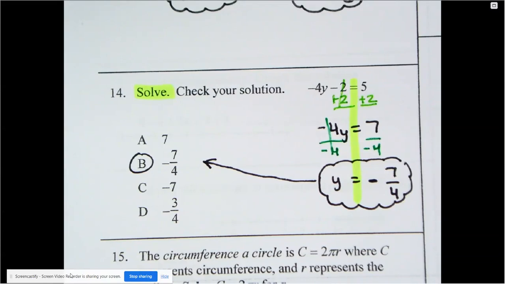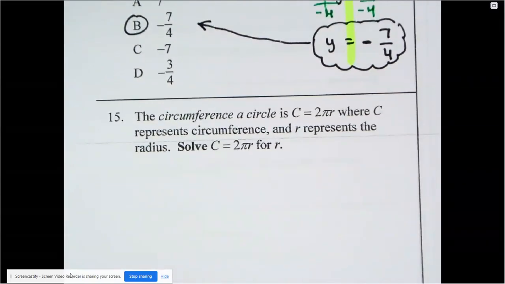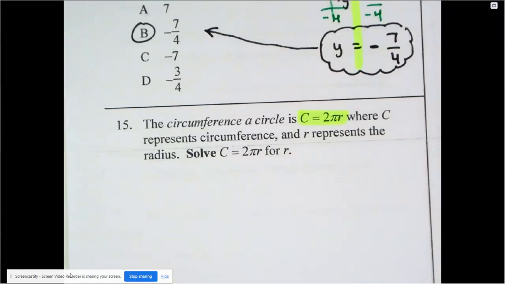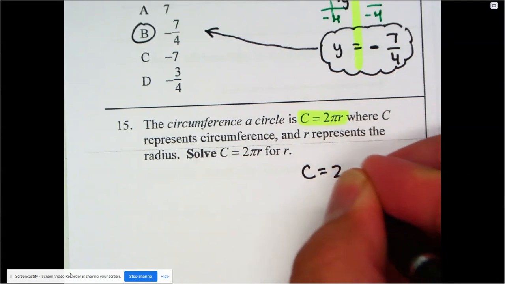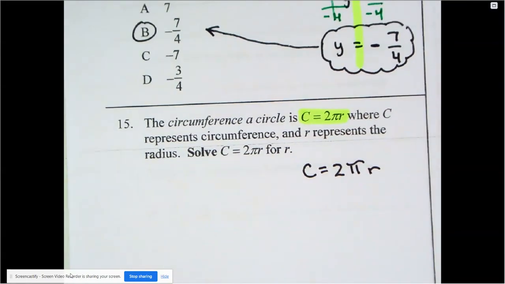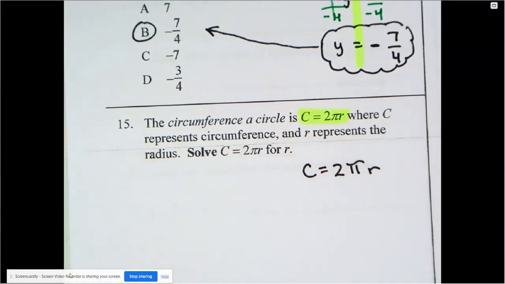Okay. Number 15 is yet another throwback. So here comes another throwback question for us. They said the circumference of a circle is this: C equals 2 pi r. Even if you don't know what the symbols are, it doesn't matter. That's the equation. So I write it down because I need more space. And then it says where C represents the circumference, R represents the radius, and then it says solve C equals 2 pi r for the letter R.